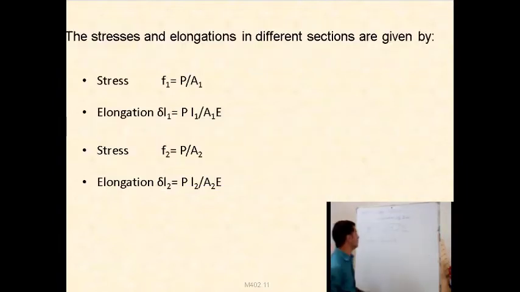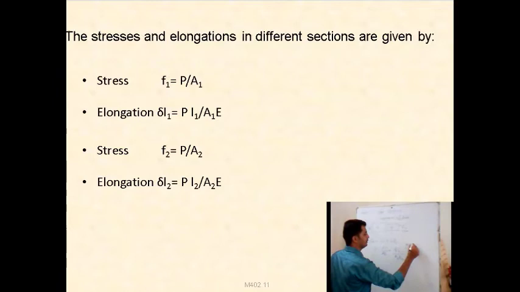The overall change in length of both will be written as P1 L1 by A1 E1, similarly P2 L2 by A2 E2. If the material is the same, E is the same: E1 equals E2, because both are the same material. If the material changes, E2 will not be equal to E1.